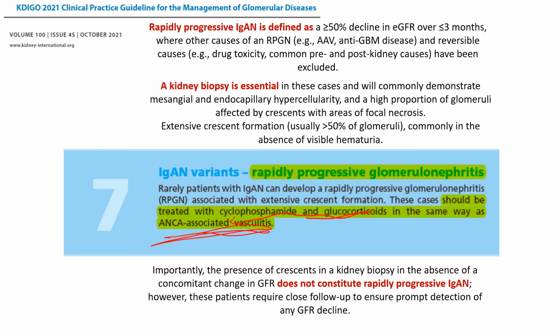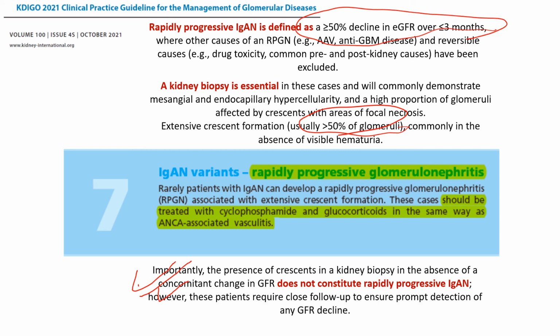Okay, so you have to know that crescents in the kidney biopsy don't always mean that the patient has rapidly progressive glomerulonephritis. It is only considered as rapidly progressive glomerulonephritis if the crescents are more than 50% with decline of more than 50% in GFR in less than 3 months.